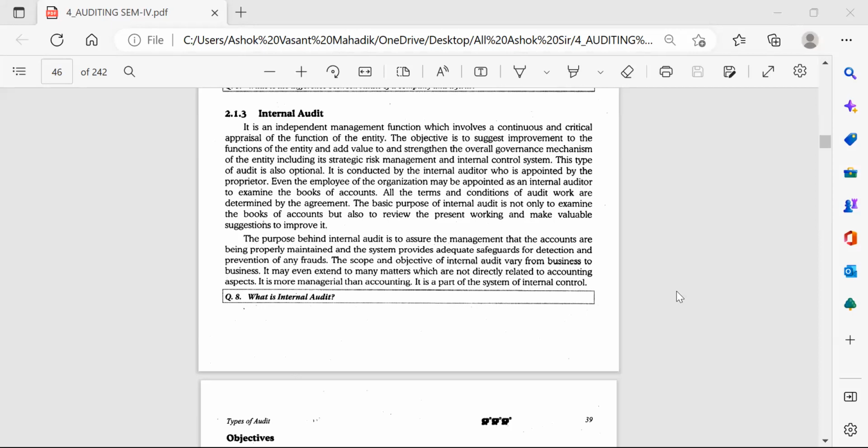Same way is the case with the internal audit. In case of companies, before the statutory auditor arrives, management appoints one person as internal auditor. He may be a CA, may not be a CA, need not be a CA.